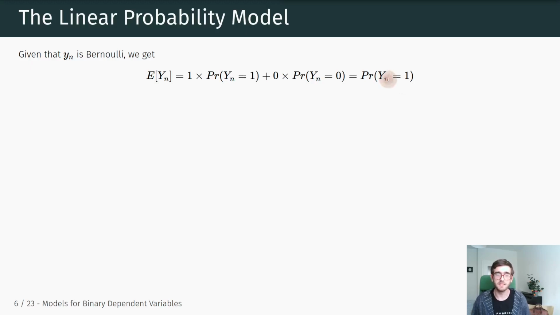Which is a quite trivial equation, because obviously it reduces to the probability of y_n being equal to 1, okay? This is just a way of saying that the expectation of a dichotomous random variable is equal to the probability of success of observing a 1 rather than a 0. Okay, if I have a vector of dichotomous outcomes and I compute the average of that vector, I get an estimate of the probability of observing a 1 versus a 0. Okay, so that's pretty straightforward.